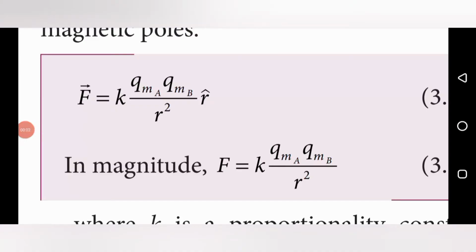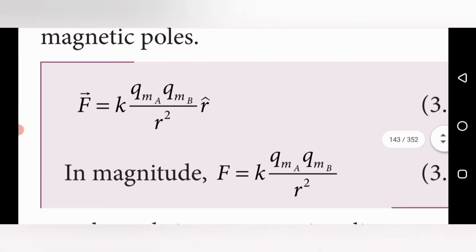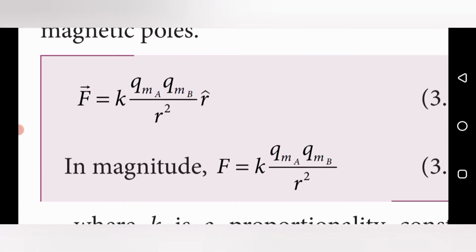From the statement of Coulomb's law, mathematically the force of attraction or repulsion can be expressed as F vector equals K Q_mA Q_mB, the magnetic pole strengths of A and B, divided by r square. In vector form, r cap is also included. For the magnitude, we remove the vector, so F is equal to K Q_mA Q_mB divided by r square. This is the same equation that we studied already in the first lesson.